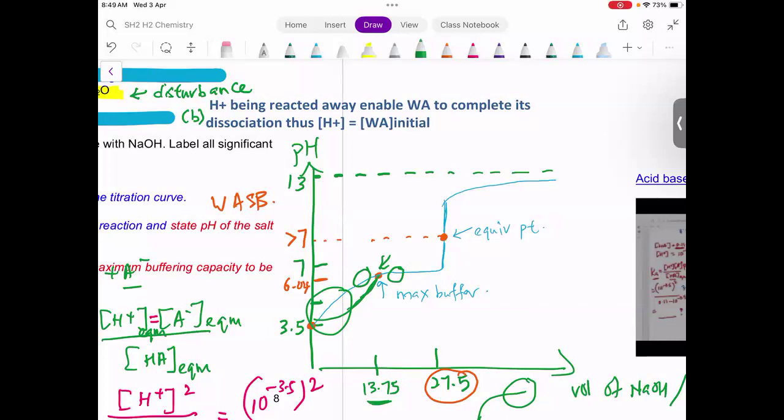Any other question? Straight line, what straight line? This straight line? Smooth.